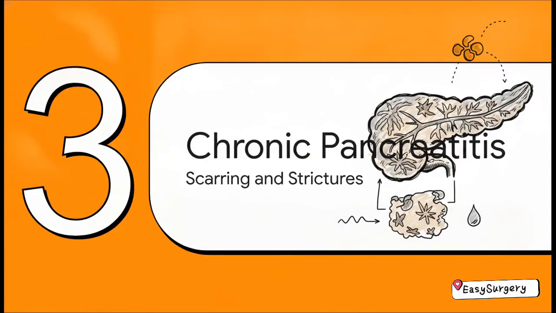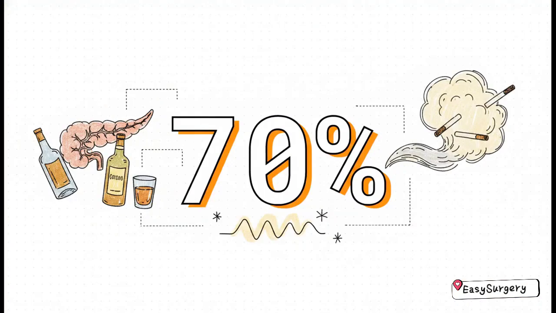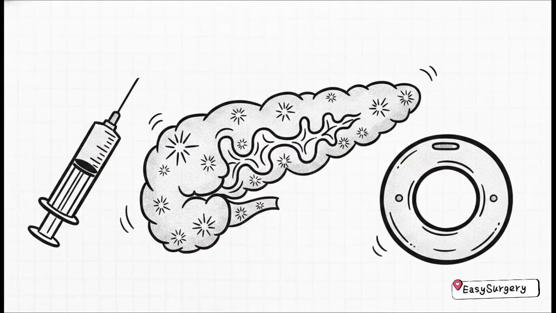All right, let's jump into Section 3, chronic pancreatitis. Here's a super high-yield stat you definitely need to memorize. 70% of chronic pancreatitis cases are directly caused by alcohol abuse. That's a massive proportion. Diagnosing this can be tricky because standard labs like amylase and lipase are often completely normal due to the progressive burnout of the gland.